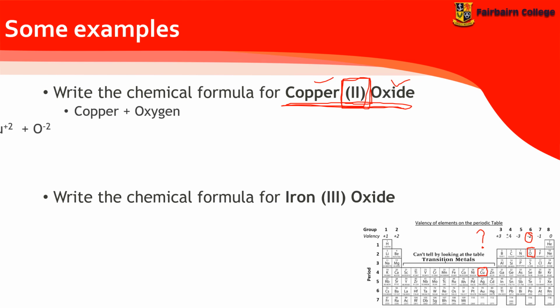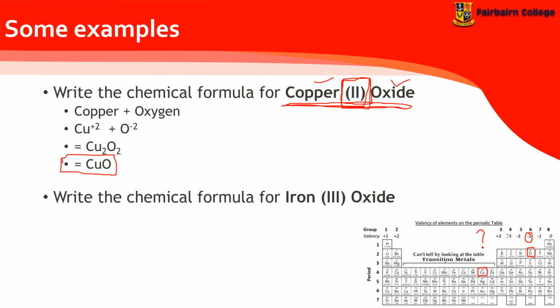So then we can simply just say copper +2 plus O -2, and we do the same that we did in the previous examples. We take the two numbers over, crisscross, and then we simplify, and then we find that the formula for copper oxide is just CuO.